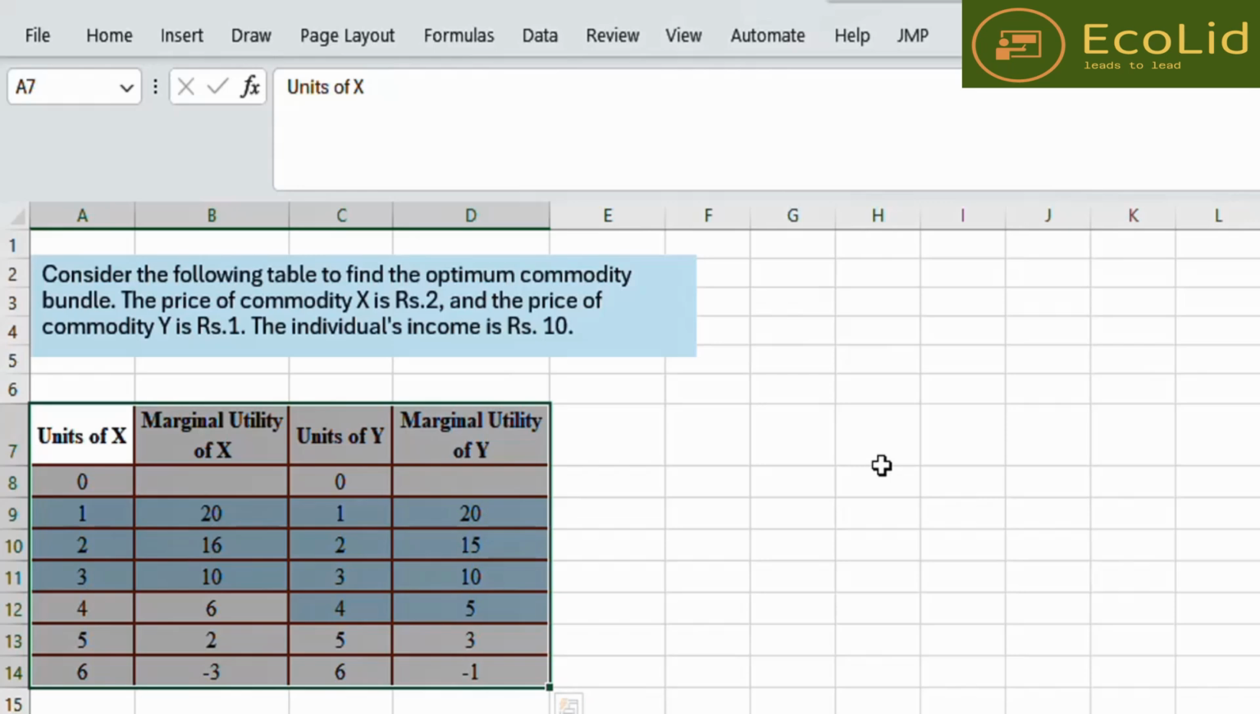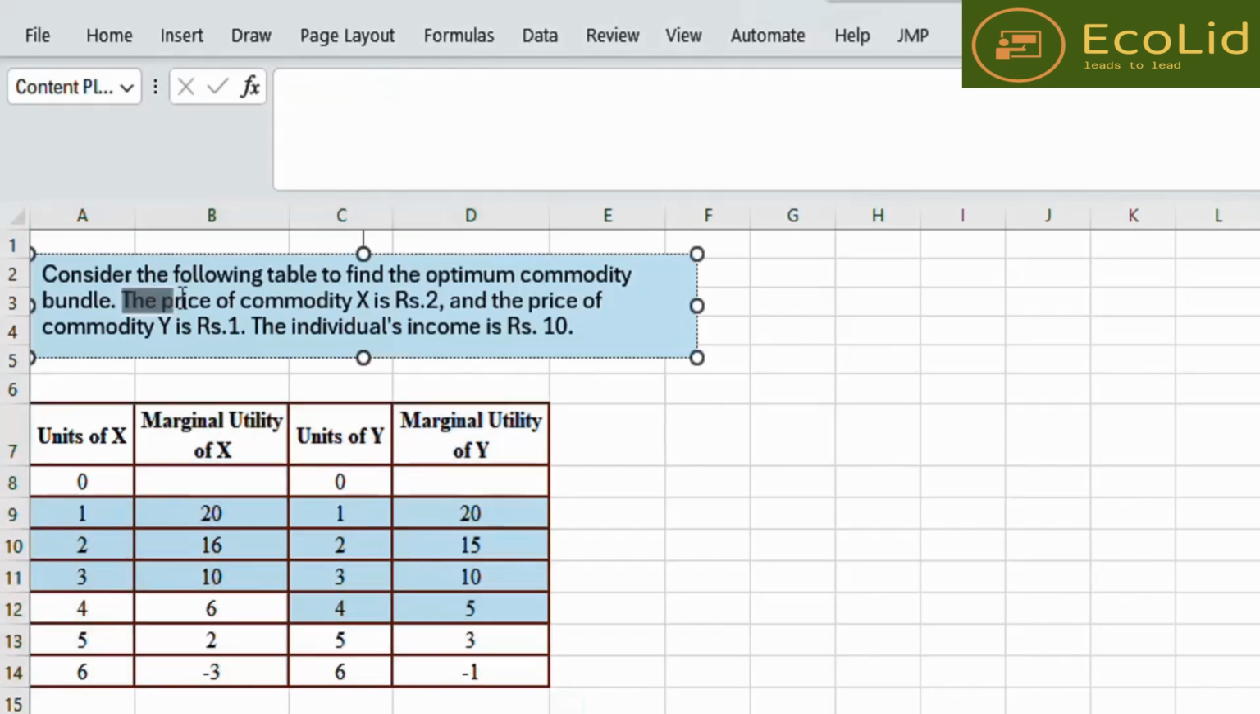Now, apart from this marginal utility information, we also have the information on the price of the commodities. Here it is written that the price of commodity X is rupees 2 and the price of commodity Y is rupees 1. Apart from that, we have the information on the individual's income. The income of the individual here is rupees 10. So let us solve this problem.